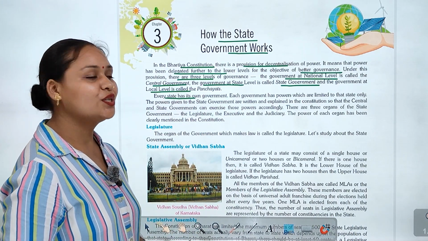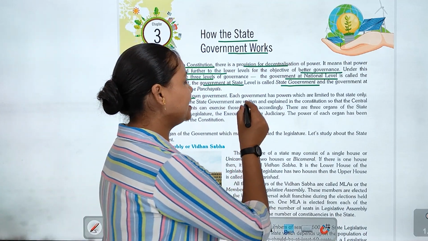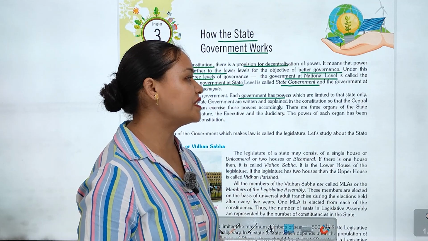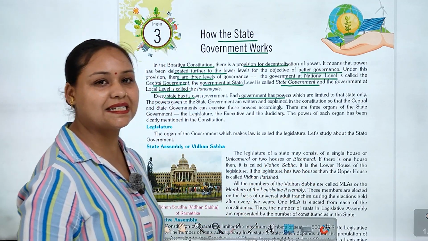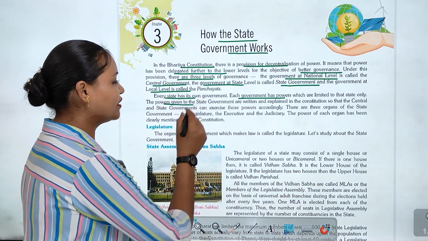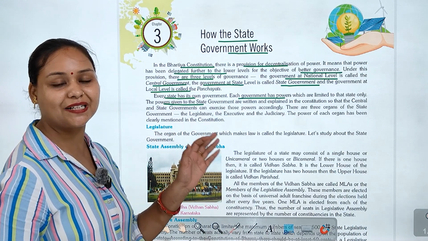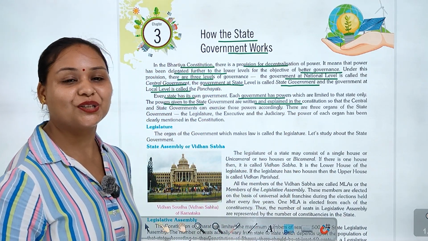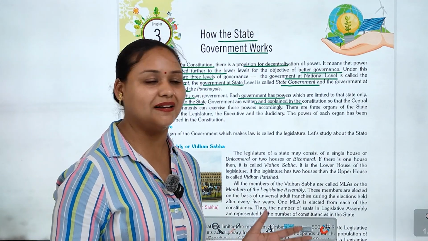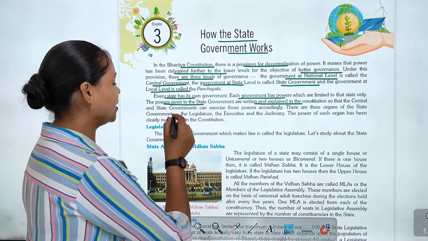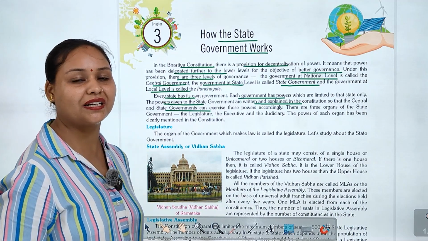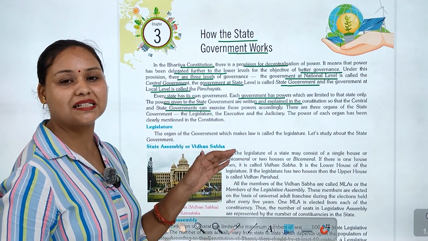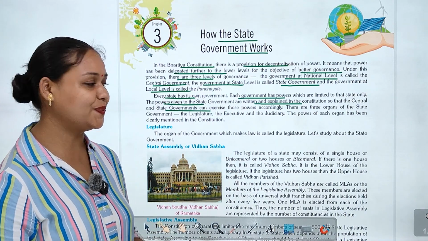प्रत्येक स्टेट के पास जो आम गवर्नमेंट होती है, each government has powers, प्रत्येक गवर्नमेंट के पास पावर होती है, which are limited to that state only. The powers given to the state government, जो पावर होते हैं स्टेट गवर्नमेंट के हाथ में, are written and explained in the Constitution, तो उसी संविधान में लिखित रूप से माना गया, so that the central and the state government can exercise those powers accordingly. और उसी के अनुसार ही संविधान में केंद्र सरकार और राज्य सरकार की अपनी शक्तियों का निर्धारण हुआ.